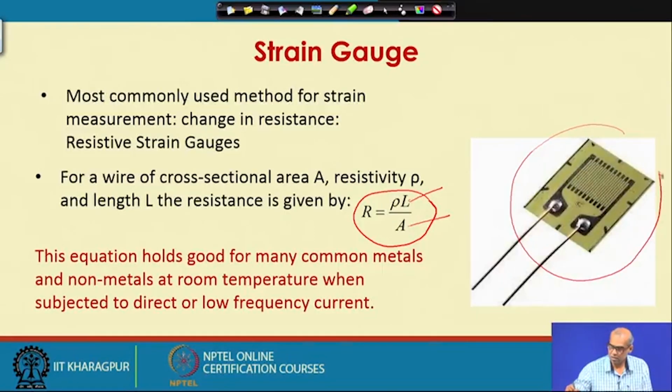So, this is the picture of a typical resistive strain gauge. So, the change in resistance that occurs in the wire due to strain can be measured by use of Wheatstone bridge principle. So, one arm of the Wheatstone bridge will be connected to this strain gauge.